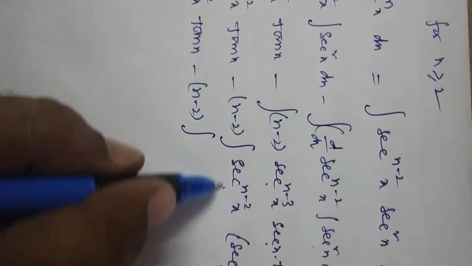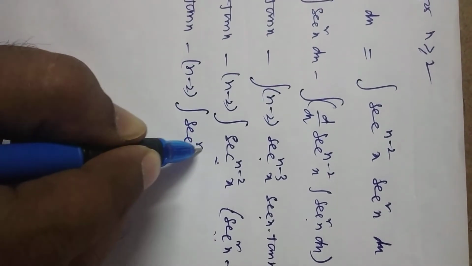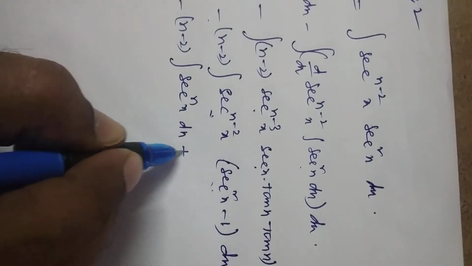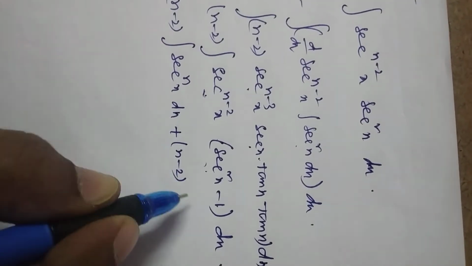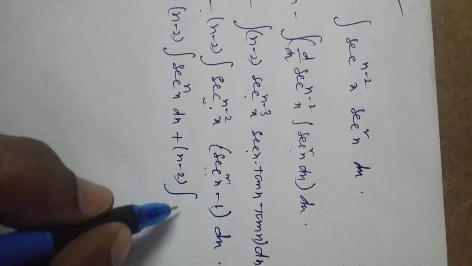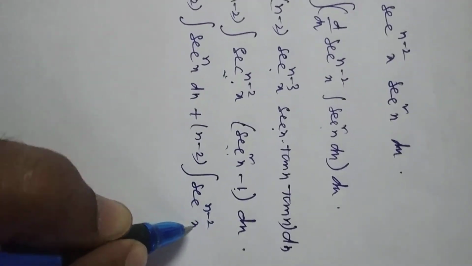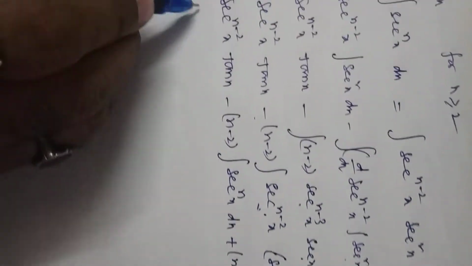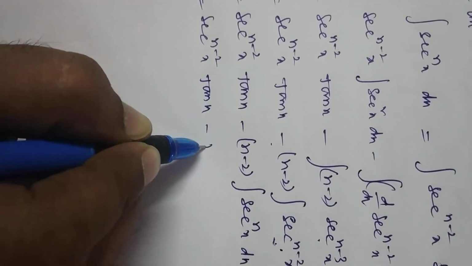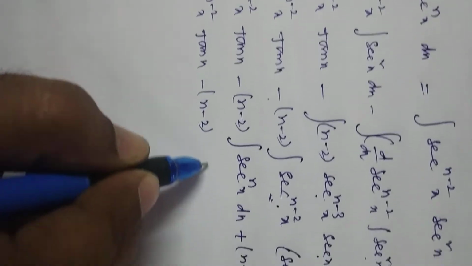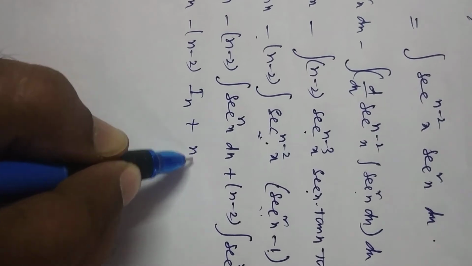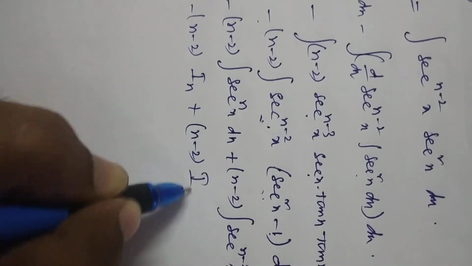integration of, on multiplying these two, what am I going to get: secant power n of x dx, again minus into minus, plus n minus 2 into integration of secant power n minus 2 of x into 1, that is secant power n minus 2 of x dx. Now tell me, secant power n minus 2 of x into tan x minus (n minus 2) of what? It is equal to I n only, no? This is I n minus plus (n minus 2) into I n minus 2.